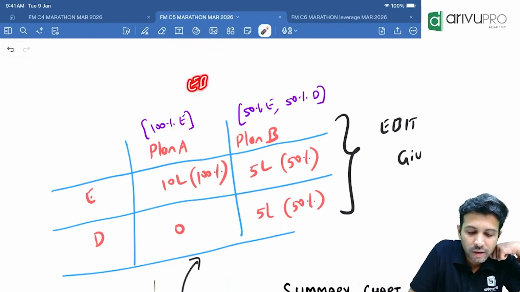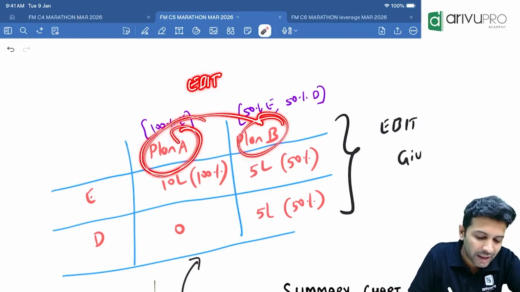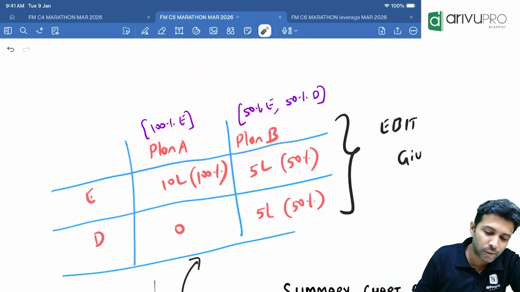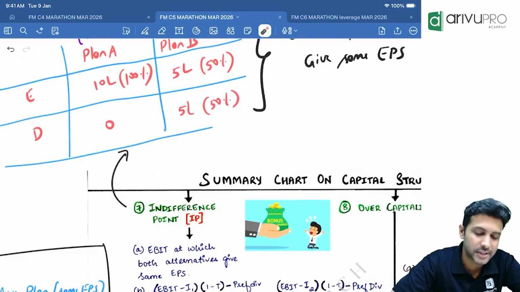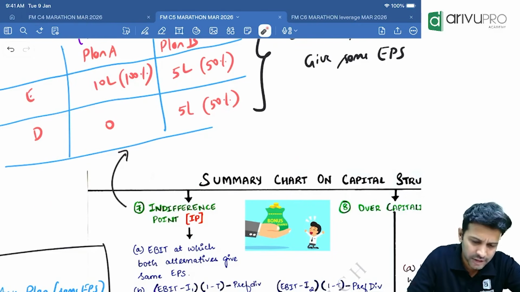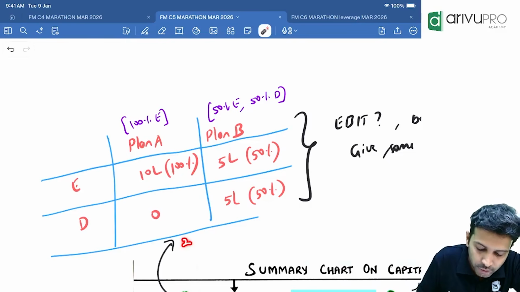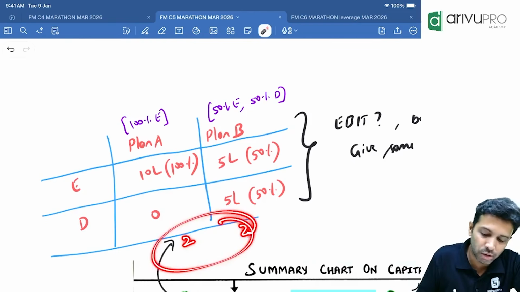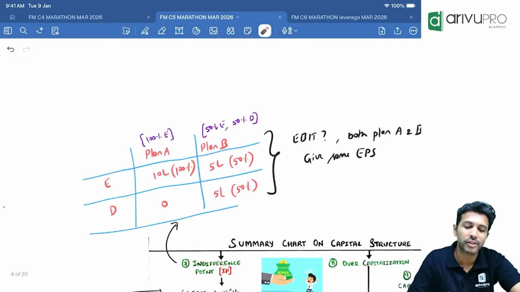What should be the EBIT so that both these plans give the same EPS? Whether you go for plan A or plan B, the EPS will be the same. Such a level of EBIT we call the indifference point. It does not make a difference. If you get 2 rupees as EPS in plan A, in plan B also you will get 2 rupees. Whether the company goes for plan A or plan B, the EPS will be the same. That's what the indifference point calculates.